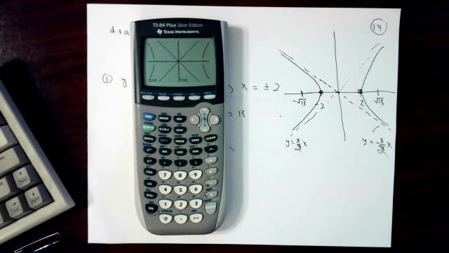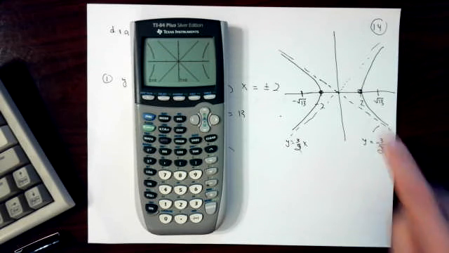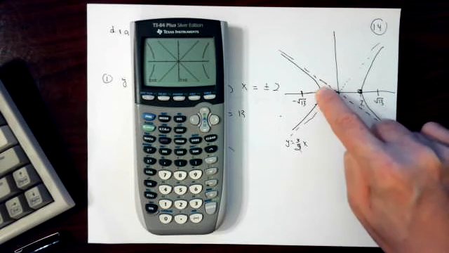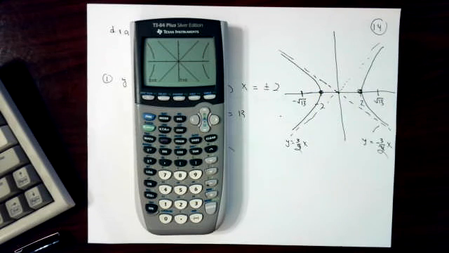Now, I know for a fact that this hyperbola touches the x-axis at x equals 2 and x equals -2. But if you look closely at the picture on my calculator screen, it says that it doesn't. It says that there's this gap between the upper part and the lower part. That gap is not there.